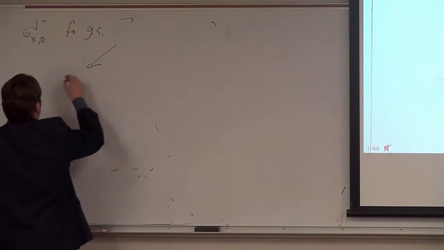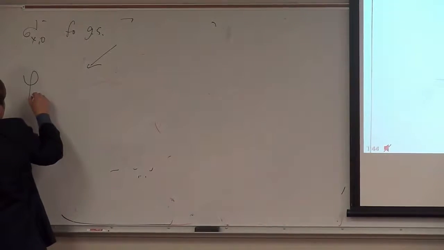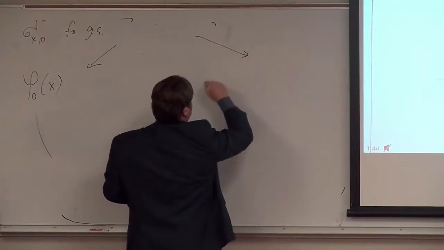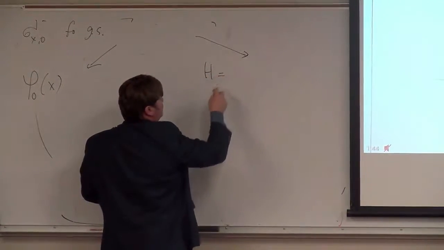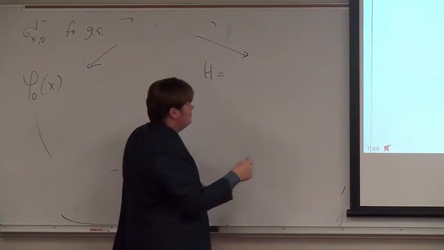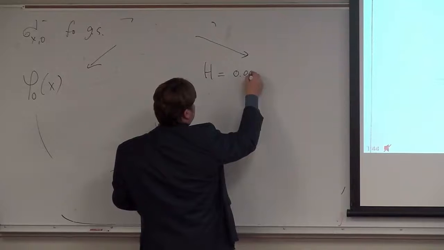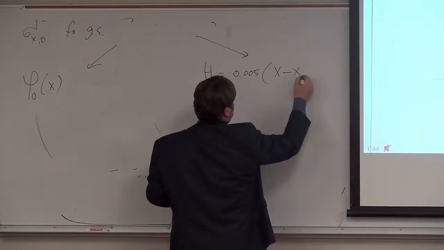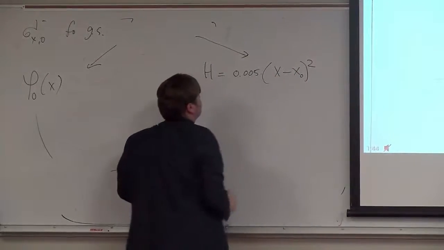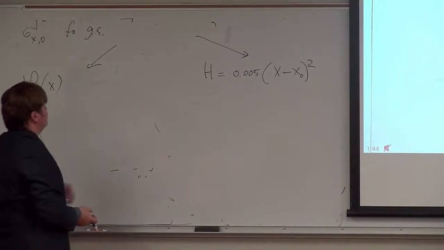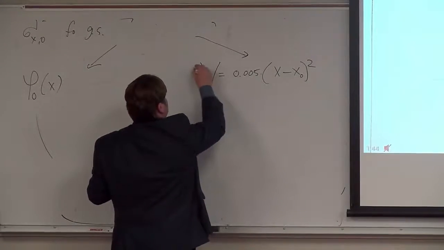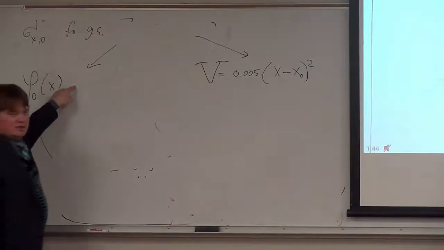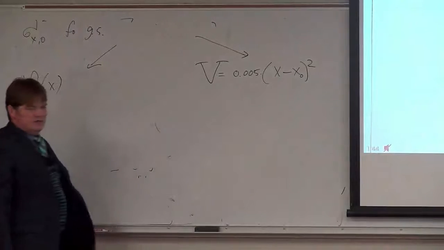So on one hand, we need the expression for the wave function of the ground state. On the other hand, we do have the Hamiltonian that we assumed in solving this. So we agreed that it will be 0.5 times x minus x naught squared, right? Not Hamiltonian, only potential energy. Yes, good. So we need to recall this equation and connect these two things.